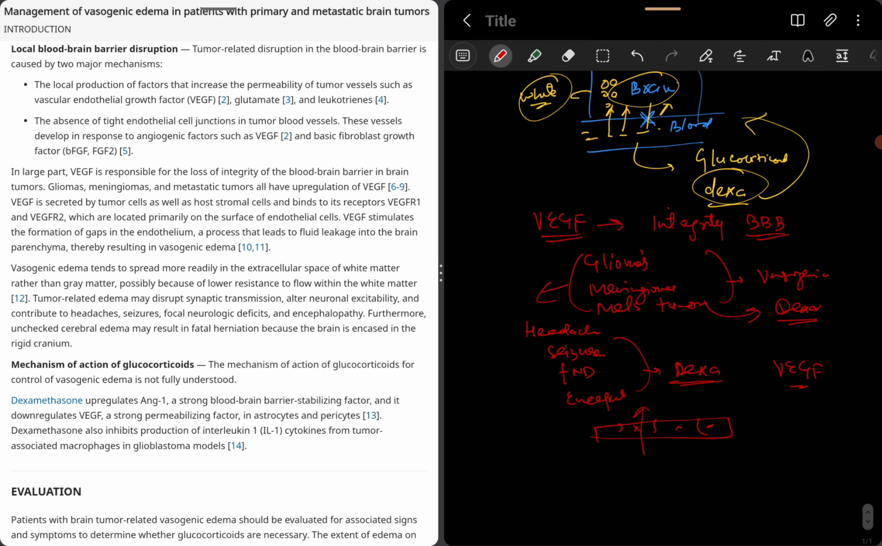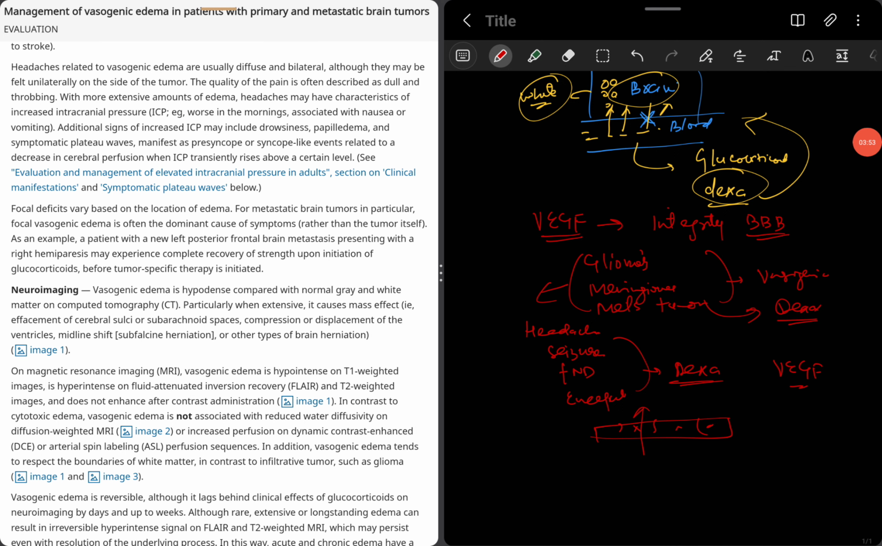Now if this cerebral edema is left unchecked, then it will definitely lead to this fatal herniation of brain. Dexamethasone simply down regulates VEGF. So this VEGF, which is actually a strong permeabilizing factor in astrocytes and pericytes, this dexamethasone inhibits. It also inhibits formation of interleukin-1 from tumor-associated macrophages in glioblastoma models. It has been seen like this.